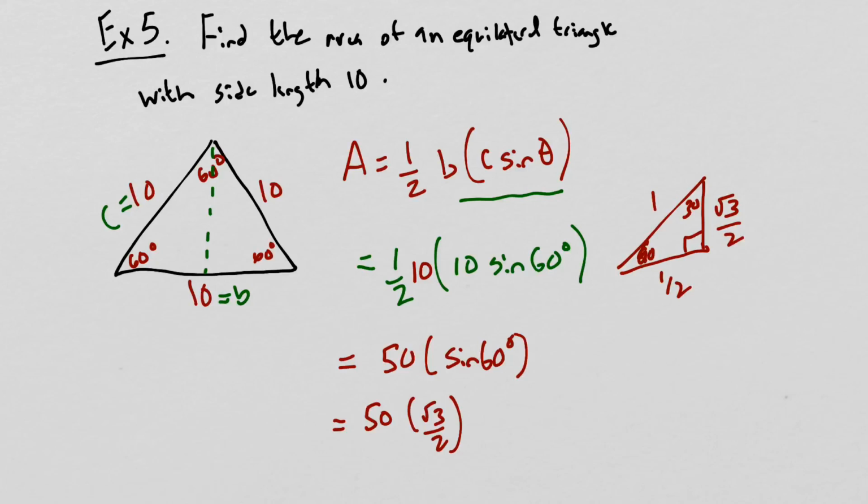And if we plug this into a calculator, this is approximately 43.301. This is the area of our equilateral triangle.